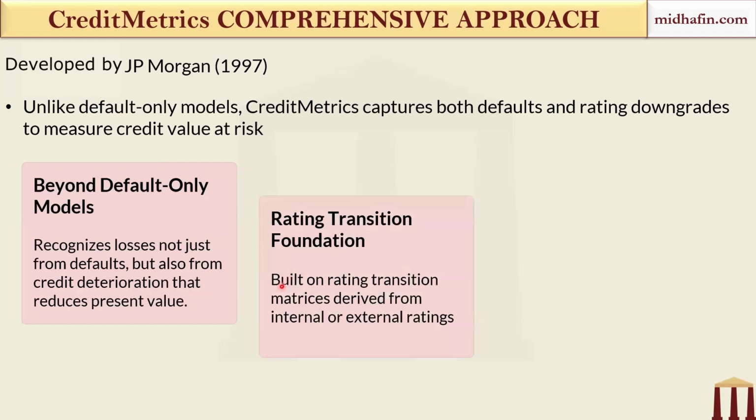Now, second, rating transition matrices form the foundation of CreditMetrics also. We discussed that the rating transition matrix is very, very important in the Vasicek model as well. But even for CreditMetrics, rating transition matrices are very, very important. Each borrower's future credit state, whether it is upgraded, downgraded or defaults, is derived from internal or external ratings, again by transition probabilities using that matrix.